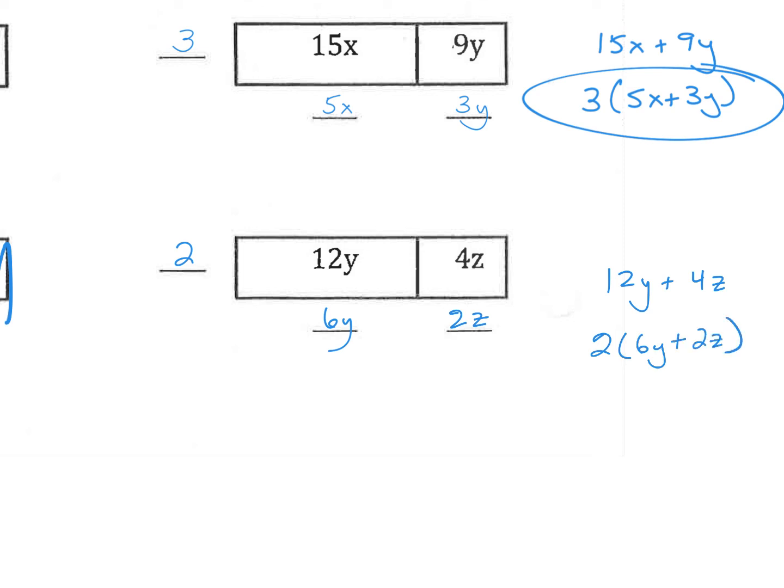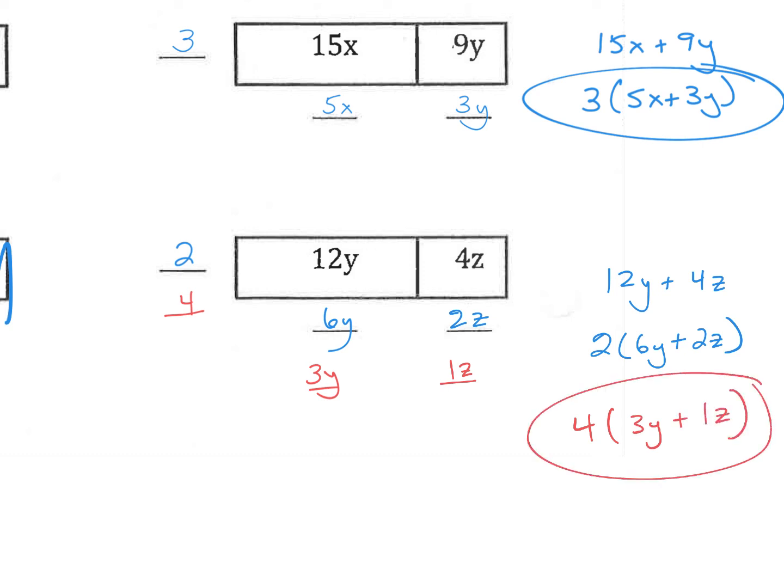But there's another possible answer, so I'm going to go in red for this one. I could also divide by 4. And when I divide by 4, 12 divided by 4 is 3. Bring down the y. 4 divided by 4 is 1. Bring down the z. So my other possible answer is 4 times 3y plus 1z. So you can have either answer for those.